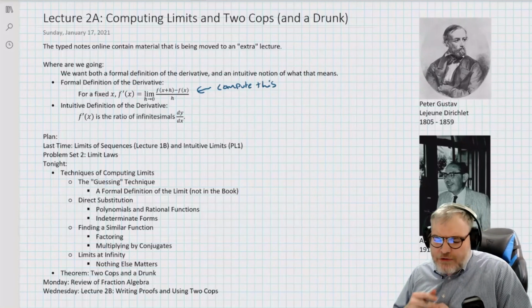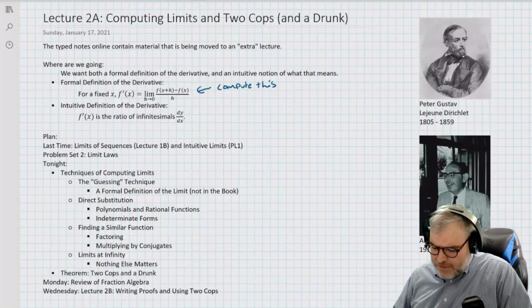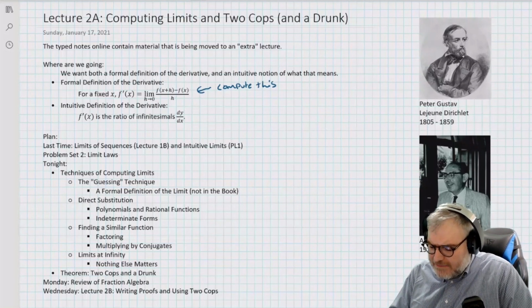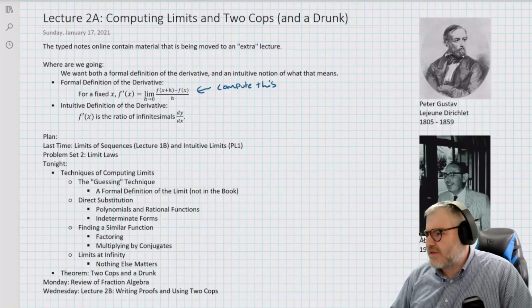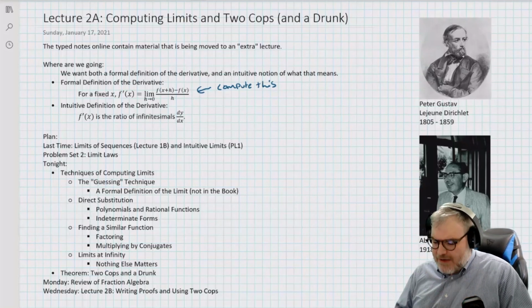We're going to be talking about how you compute these limit things. And we're going to have a couple techniques for computing them. So that's sort of the idea. Last time we talked about the limits of sequences and intuitive limits. Problem set 2, which we're going to do on Wednesday, is going to talk about the limit laws. So what we're going to do there is get formally into the limit laws.